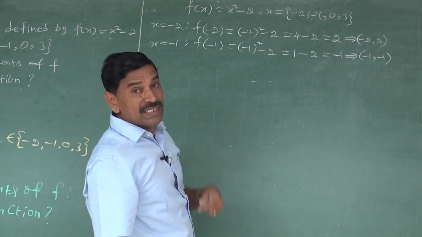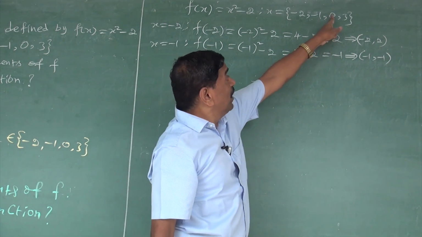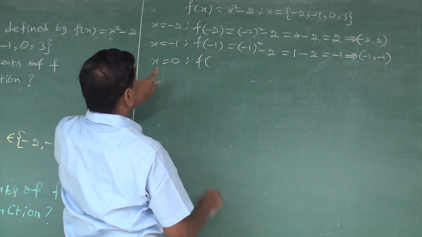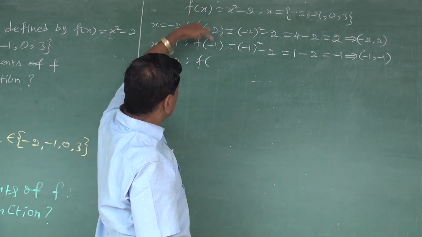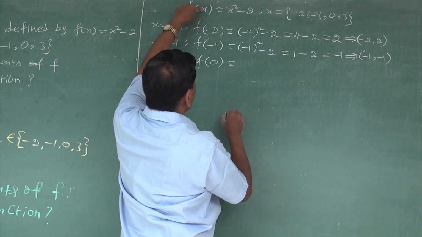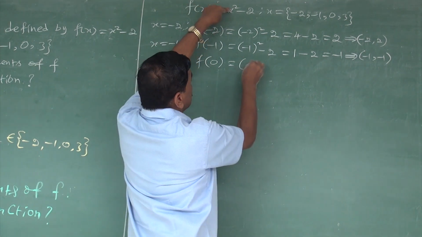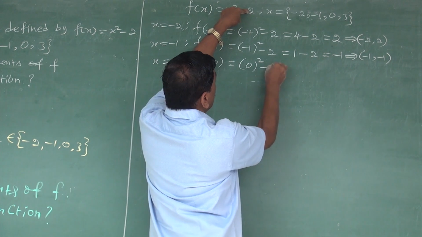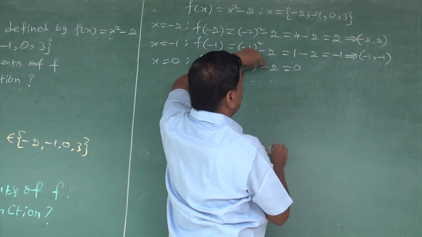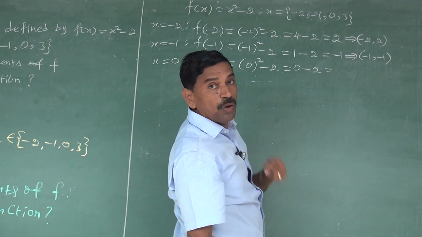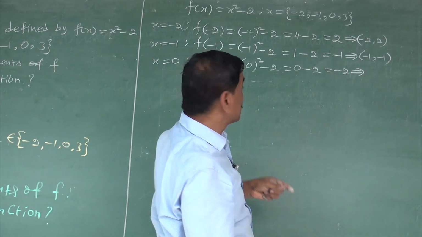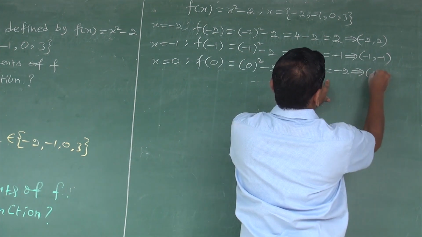Okay, next. What is the next x value? Yes, 0. When x is equal to 0, x is replaced by 0. f of 0 is equal to 0 the whole square minus 2, which is 0 minus 2 equal to minus 2. The ordered pair is 0 comma minus 2.